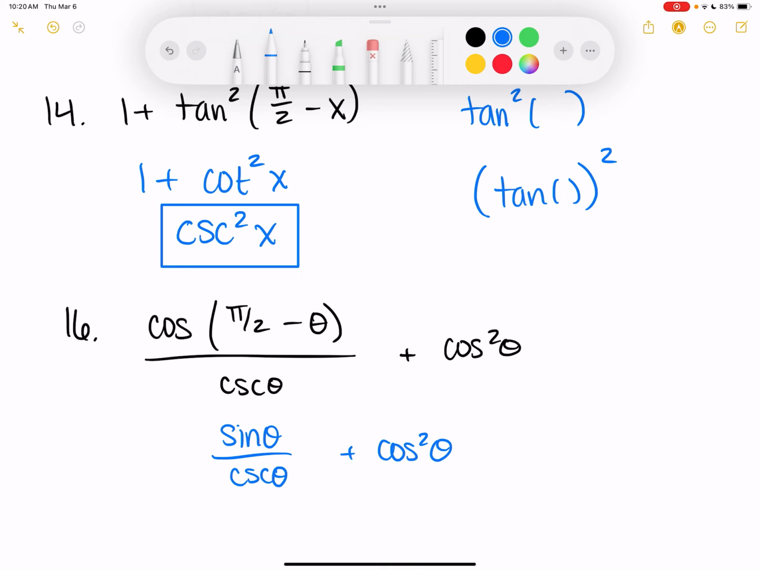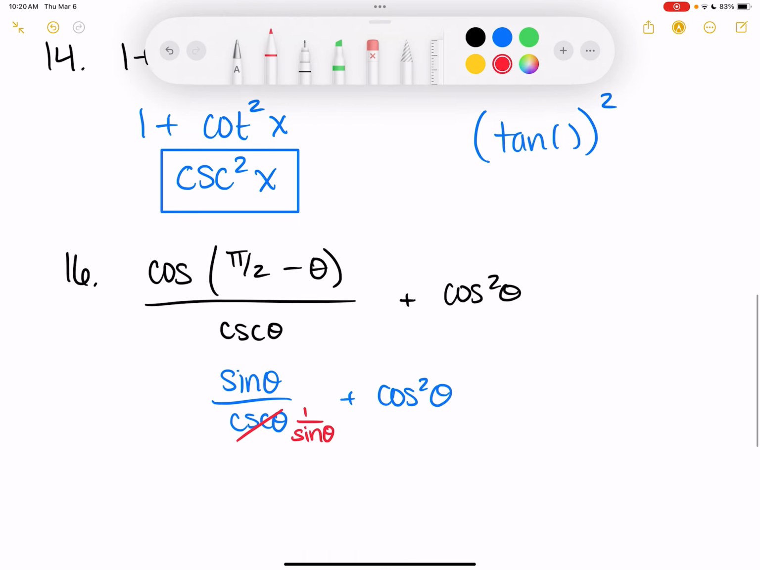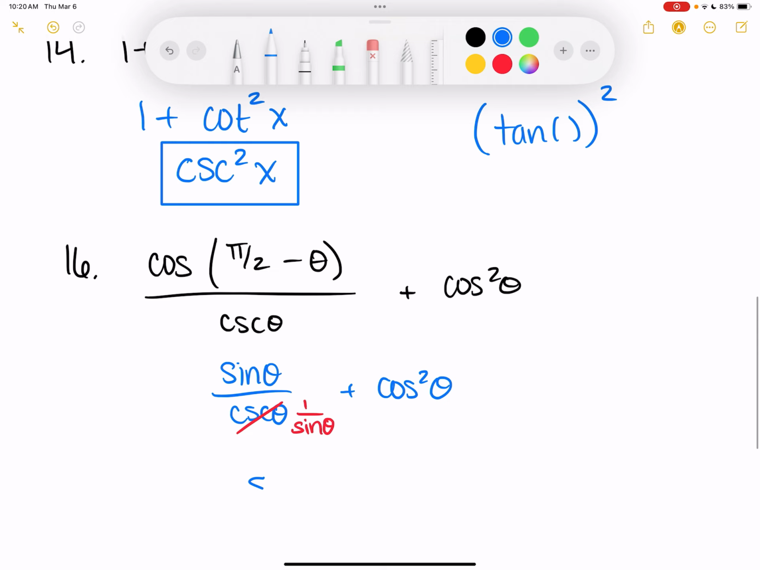1 over sine. So to save having to write this whole thing over again, I'm going to rewrite this as 1 over sine. This is where we need shepherd. Now I have something divided by a fraction, so what do I do? Keep, change, flip. Which gives me sine squared of theta plus cosine squared of theta.